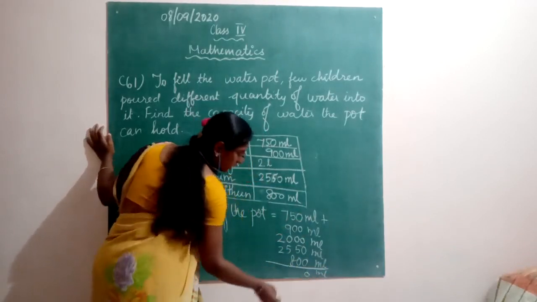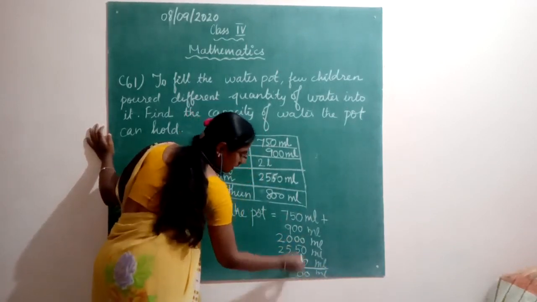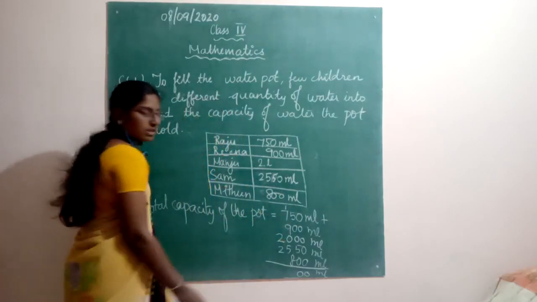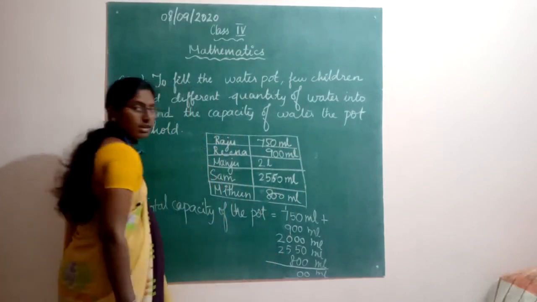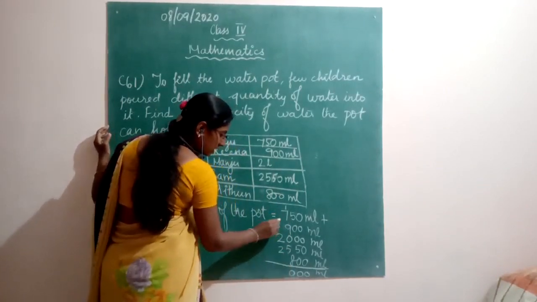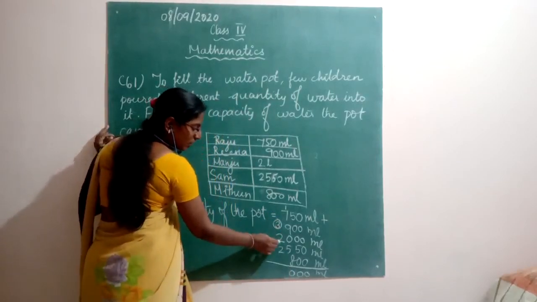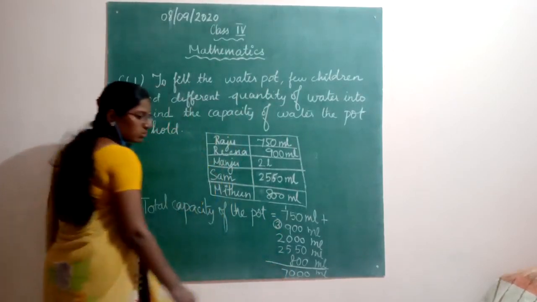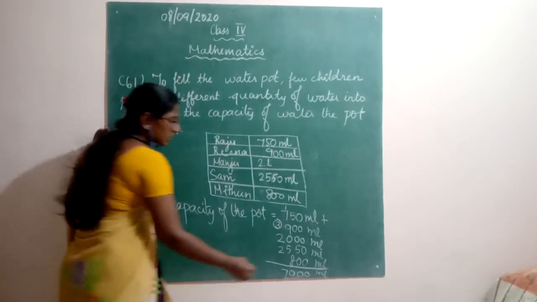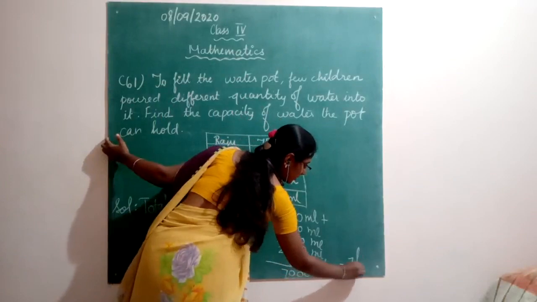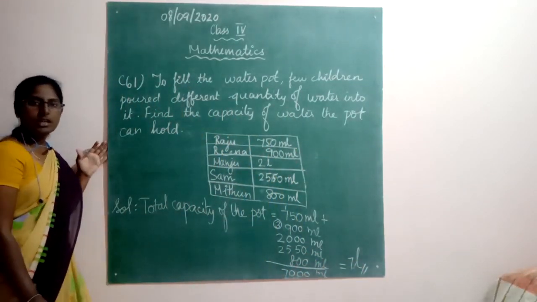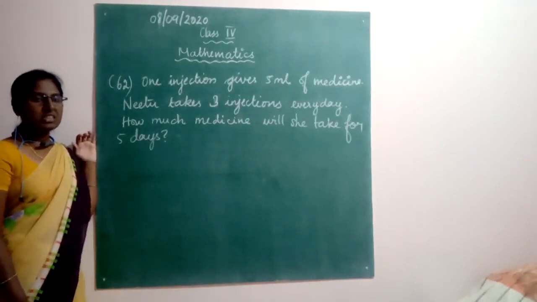0. Then 5 plus 5, 10. 1 is carried over. 7 plus 1, 8. 8 plus 9 is how much? 17. 17 plus 5, 22. 22 plus 8 is 30. Okay. So 3 is carried over. So 3 plus 2, 5. 5 plus 2, 7. So 7000 ml. Okay. And 7000 ml is equal to 7 liters. So 7 liters is the total capacity of the water pot. Is it clear? This is the final question of today's class.